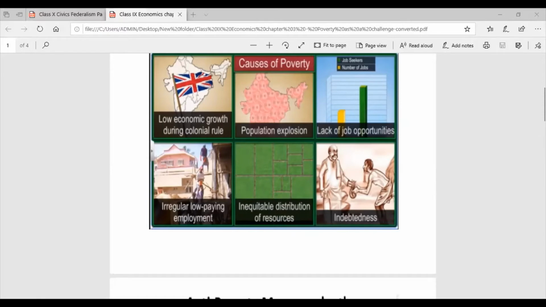Another cause of poverty is the low rate of economic development. In the first point itself, we learned that British rule in India resulted in low economic growth. So in India, the rate of economic development is much lower than the required level. Therefore, there persists a gap between the availability and the requirements of goods and services. And the net result is poverty.